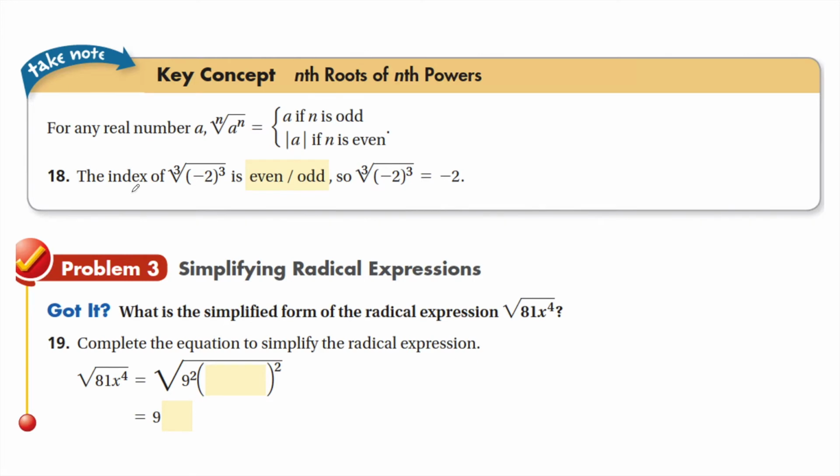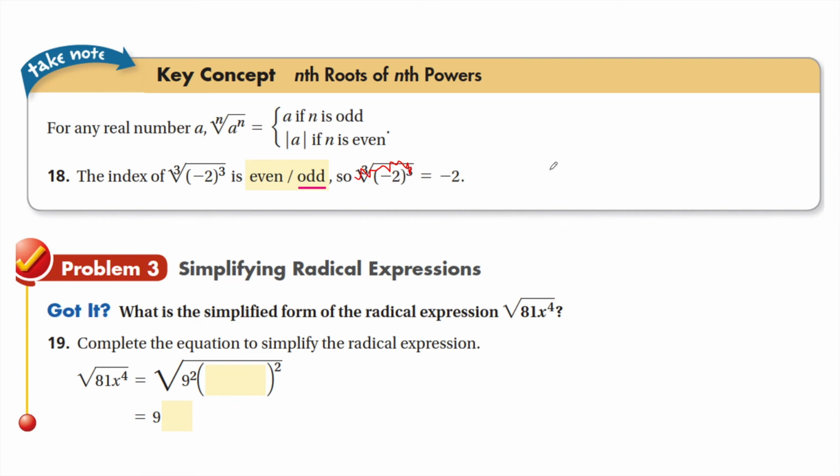For the very next problem, we have the index of the cube root of 3, and you have negative 2 raised to the third power. The index is going to be odd, and therefore we know that when we solve this one out, we can actually just cross out everything, and you're going to be left with a negative 2.